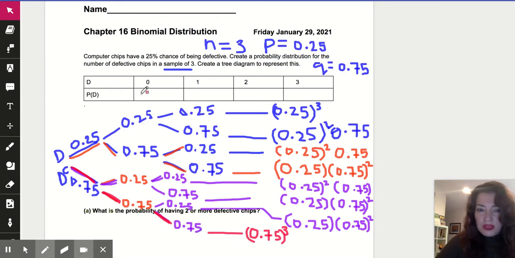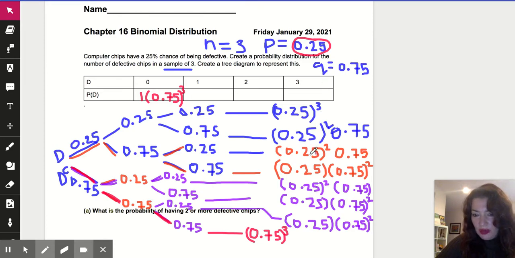So for the probability, I could say there's only one time. We don't really need to put that one, but just to show you that there's only one time where I have no defective chips, or 0 defective chips. So I'm going to say 0.75 and raise this to the third power. All right, the next one is asking what is the probability of having 1 defective chip? In other words, only 1 0.25, and 0.75 squared. So I'm looking for that option.